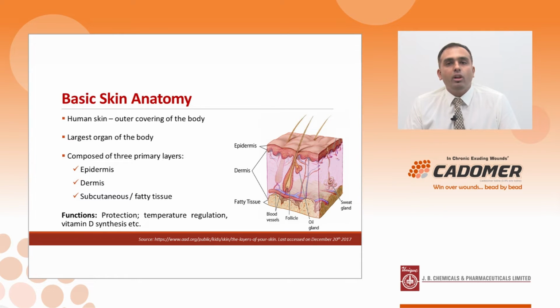So if all in all I have to sum up the different functions of skin, they include protection, that is they help to protect your internal organs, internal organelles, against some of the pathogens or disease causing organisms. It also helps in temperature regulation by production of sweat, and you all know that vitamin D synthesis happens in the presence of sunlight. So skin also plays a very important role in synthesis of vitamin D.